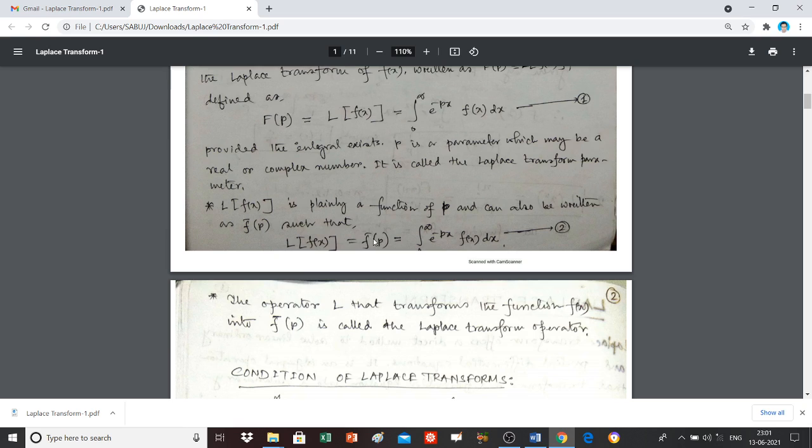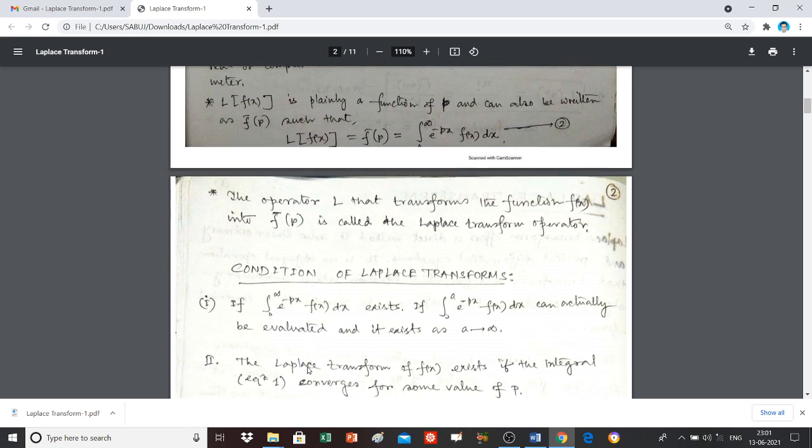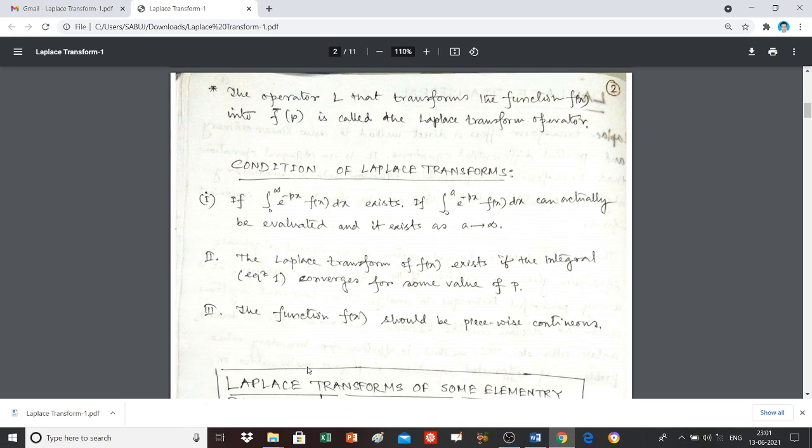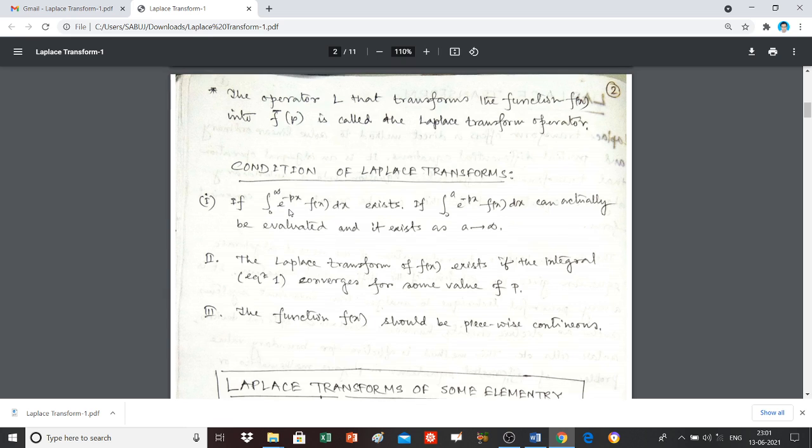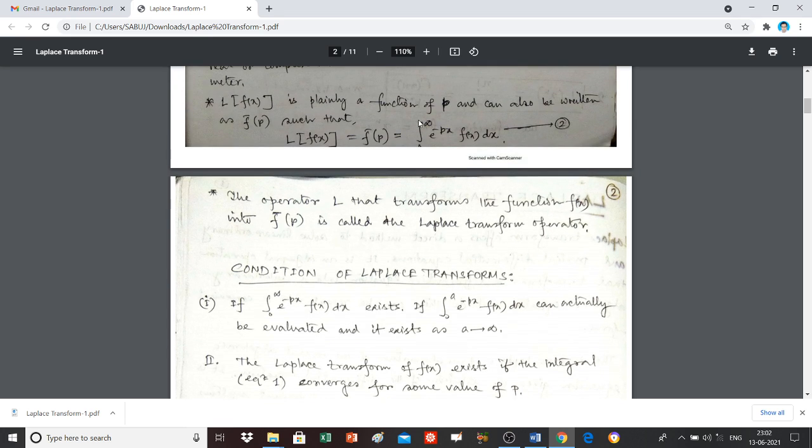And therefore, this is the Laplace transform operator, and this operator transforms the function f(x) into another function f(p). Now, the conditions of Laplace transformation. Here we have summarized the conditions of Laplace transforms, and these are: number one is the integral part, that is 0 to infinity e to the power minus px f(x) dx.